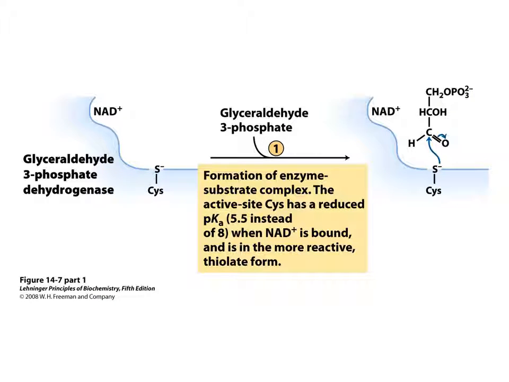So here's the first step of this enzymatic reaction. We are looking at the catalytic site of glyceraldehyde 3-phosphate dehydrogenase, and this describes the formation of our enzyme substrate complex. So when we have NAD plus within our catalytic site, the whole site becomes more reactive. The pKa is lower. So that forms a reactive thiolate form.